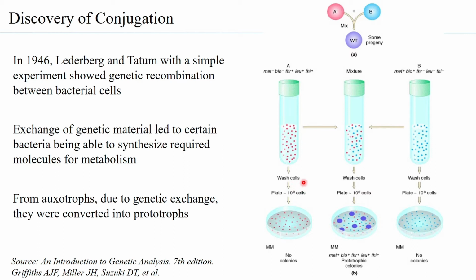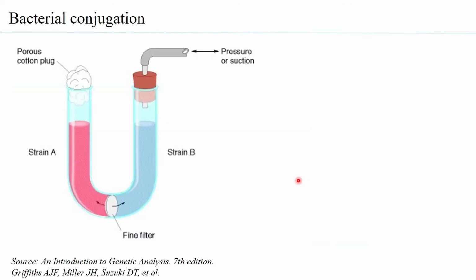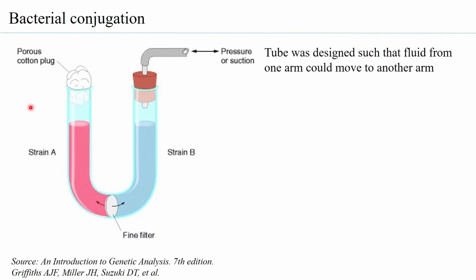So to confirm that, another experiment was carried out, in which a U-tube was designed specifically to understand whether you need the contact of strain A and strain B to enable formation of the wild type. Strategically, the U-tube contains two distinct arms, and between the two strains, at this position, is a fine filter. The fine filter has pores of a certain size.